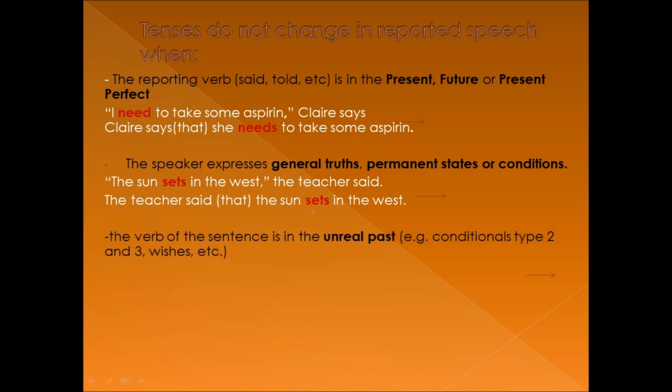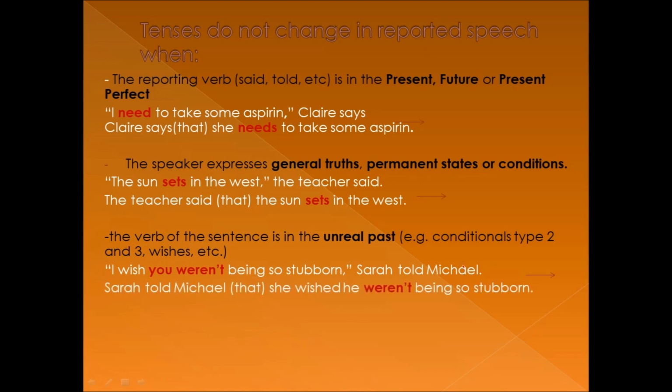We also don't change the tense of a sentence when it is in the unreal past, like the conditionals type 2 and 3 that we have learned previously, or wishes, etc. I wish you weren't being so stubborn. Here is a sentence expressing a wish. Sarah told Michael that she wished he weren't being so stubborn.